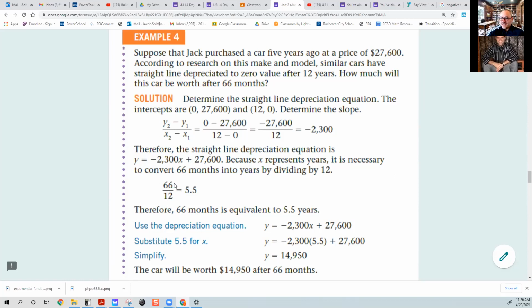All right, so 66 months divided by 12 gives us 5.5. That means 66 months is the same thing as 5.5 years. Well, now that we have 66 months in years, 5.5, we can then stick it in.